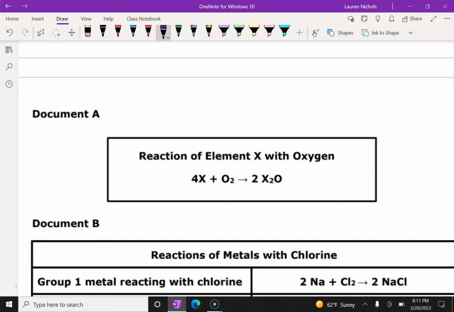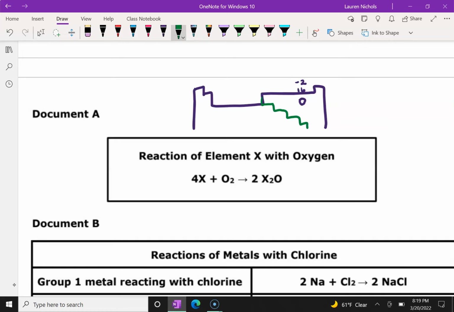So we're going to have to really think about what we know about oxygen. One thing that we know is, remember, on the periodic table, the charges of our elements can be found by what column they're in. So oxygen is in column 16, and it has a -2 charge. We also know that based on where the staircase is, okay, that oxygen is a nonmetal.